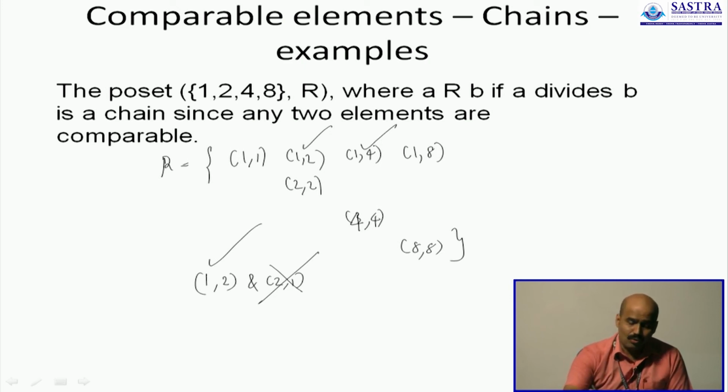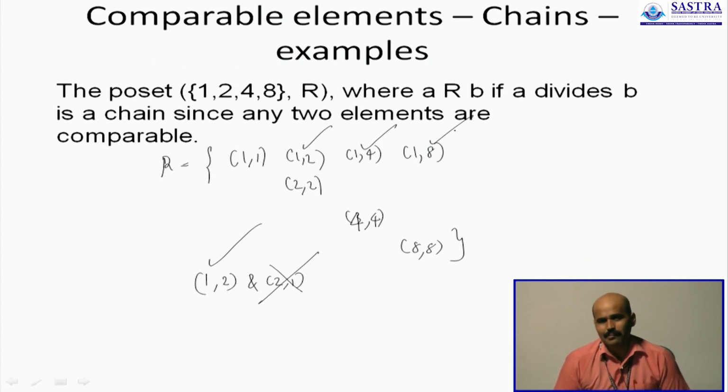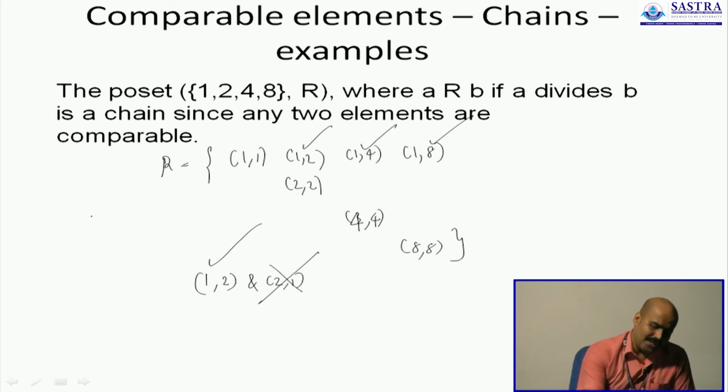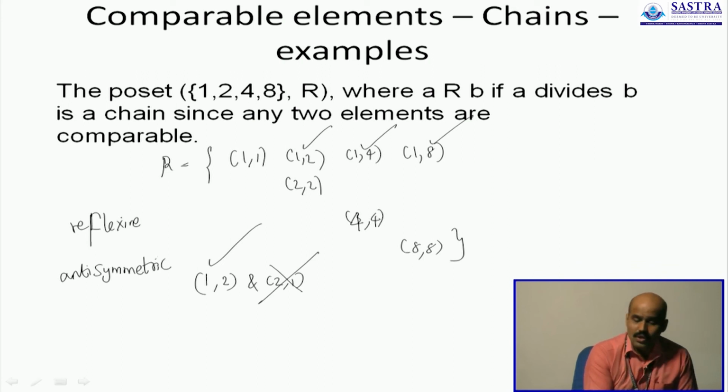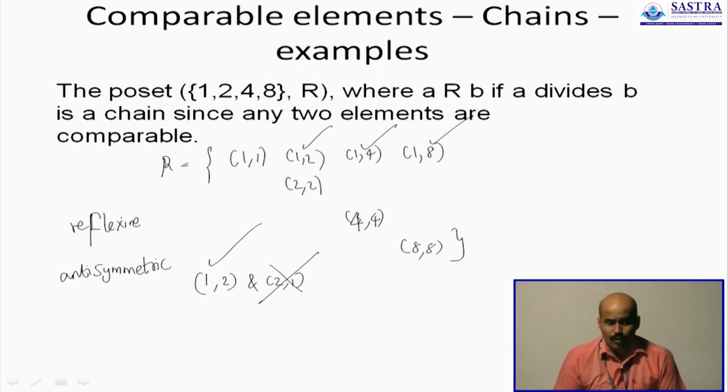Similarly, you have 1 4 but not 4 1. You have 1 8 but not 8 1. That's all the set of all pairs where the elements are distinct, and therefore you will see that for any 2 distinct elements, only one such pair is present and the other pair is absent. Therefore the given relation is also antisymmetric. So we saw that it is reflexive, we are seeing that it is antisymmetric. What is left for us is to see whether this relation is also transitive. How do you show it is transitive?